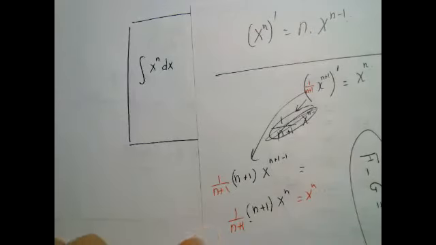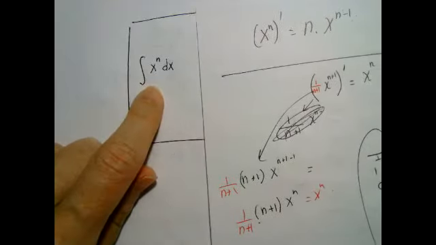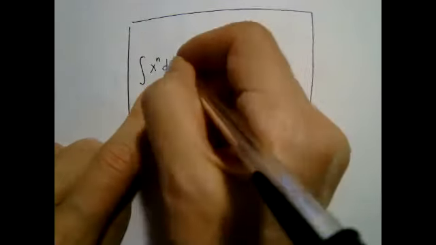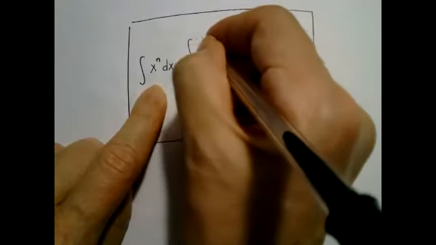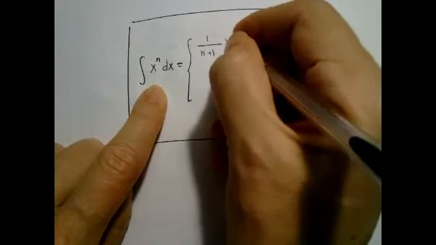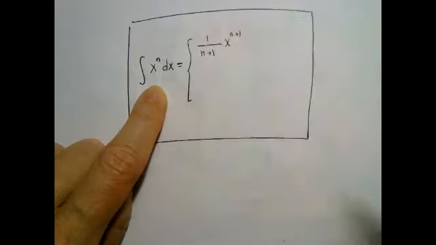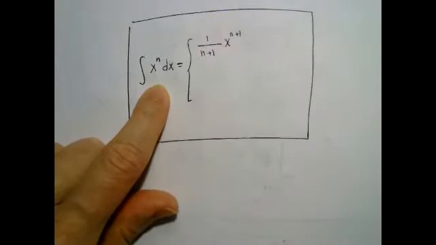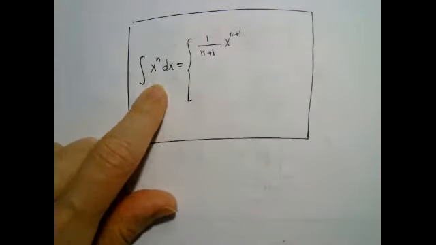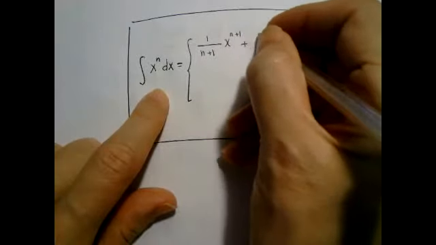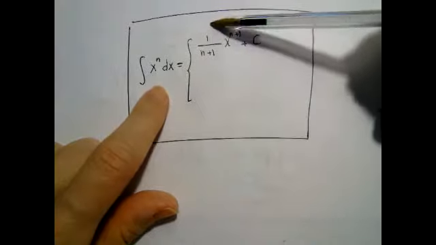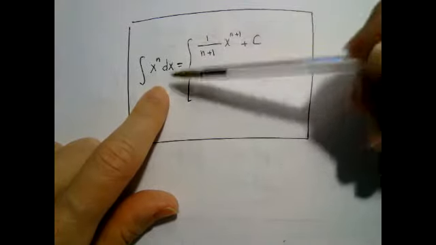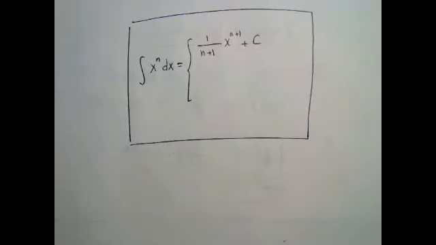Okay, so the antiderivative of x to the n is going to be equal to, and you will see why I'll do that, 1 over n plus 1 times x to the power n plus 1. Absolutely, totally memorize it. We don't have at this stage to confuse differentiation versus anti-differentiation. So if I take this function and differentiate it, we get that. Very good.